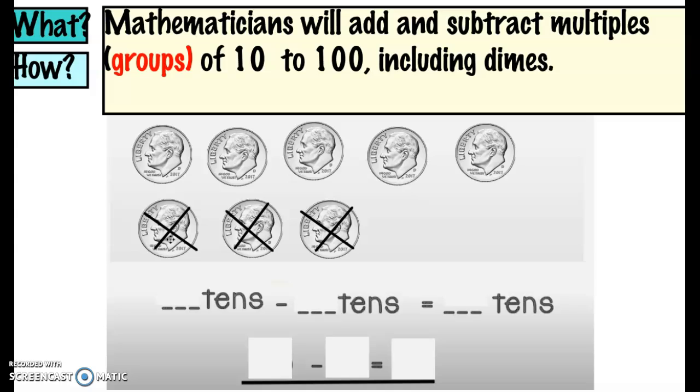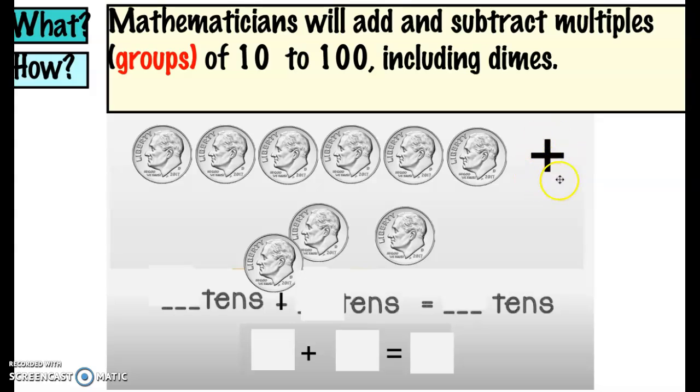Now we have dimes. So what do we notice, mathematicians? How many dimes do we have? Remember that a dime equals 10 cents. So we have 5 on the top, 3 on the bottom. Don't forget to include that. So we have what? 8 tens. How many tens are we taking away? We're taking away 3 tens. And we're left with 5 tens. So what's the regular way? 8 tens equals 80. 3 tens equals 30. So 80 minus 30 is 50. Nice.